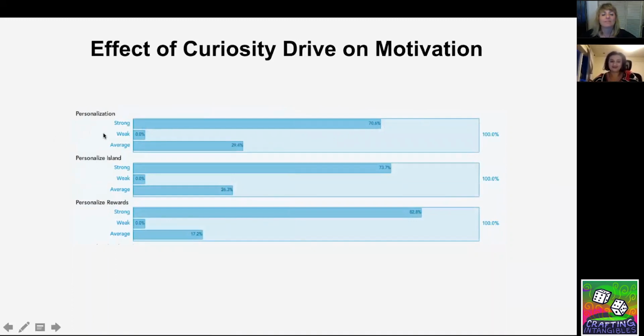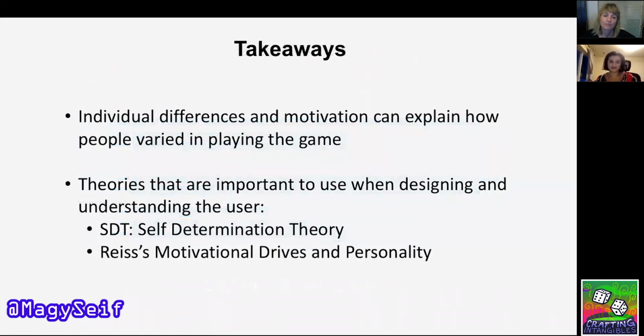Curiosity driven, on the other hand, were much more into personalization. They liked a lot more the activities that are about personalization, either of the island or the rewards inside the game itself. So when you were designing, I think self-determination theory was a really good method to design with, but I think other individual differences like Reiss's model was also a good one to use.